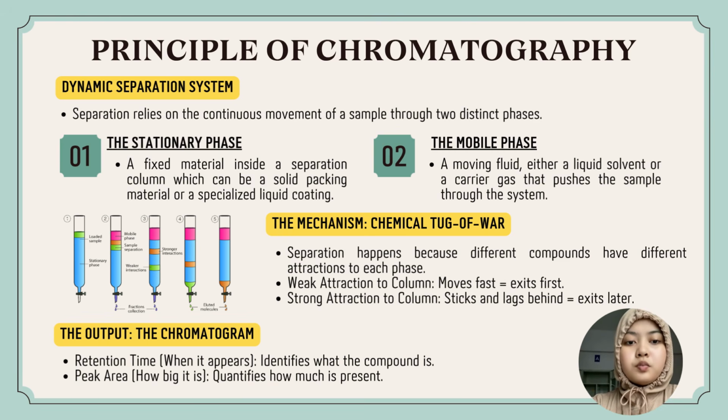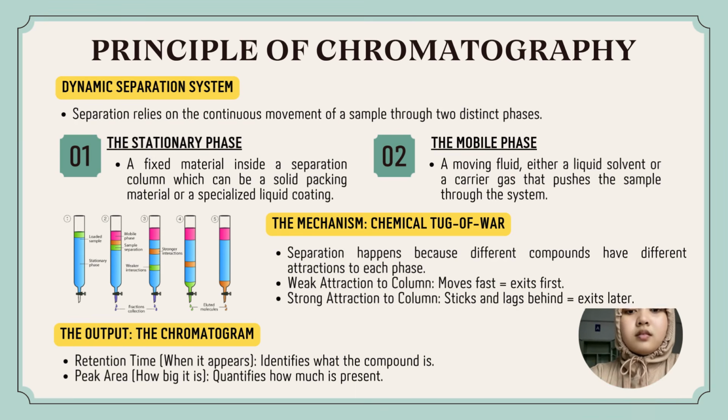The chromatogram output. This results in a graph called a chromatogram. We read it using two metrics. First, retention time. When it appears tells us what the compound is. Second, peak area. How big the peak is tells us how much is present.